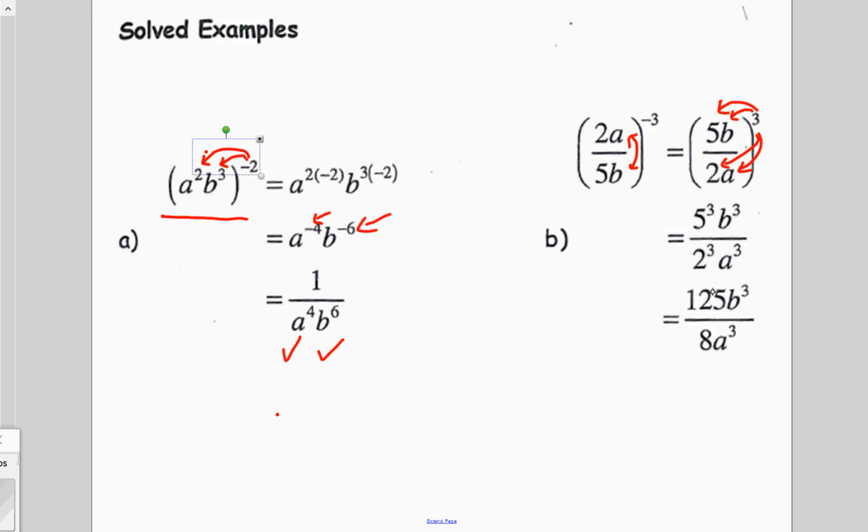5 to the power of 3 is 5 times 5 times 5, which is 125. b raised to the power of 3 is b cubed. 2 to the power of 3 is 8. And a to the power of 3 is a cubed. So the trickiest part here is remembering how to flip it right here with the negative exponent, and then everything else can just be raised to the power of 3.